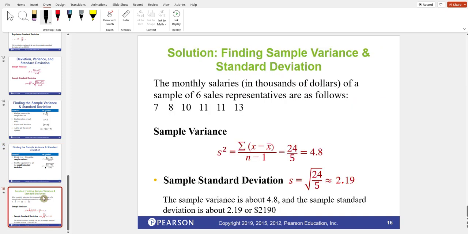So if we go back, now let's say we have a company that has 30 people, but this time we took a sample of 6 sales reps. So you have to look at the words. If they tell you to calculate population, it's a different formula than if they tell you to calculate the sample. So in this case, now that we have n minus 1, we know our n is 6 because it's 6 sales reps. But n minus 1 will be 6 minus 1, which is 5. So we're going to divide by 5. So the sample variance will be 4.8 and the sample standard deviation will be approximately 2.19, or 2,190.